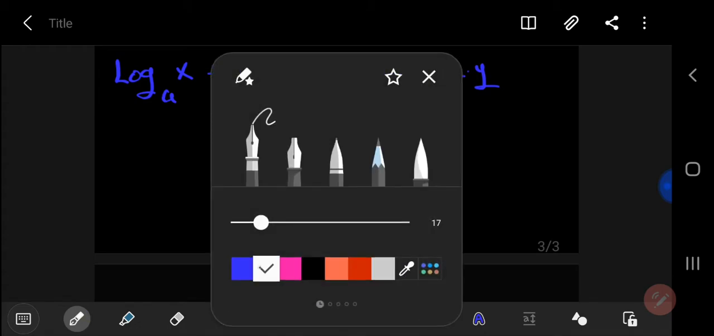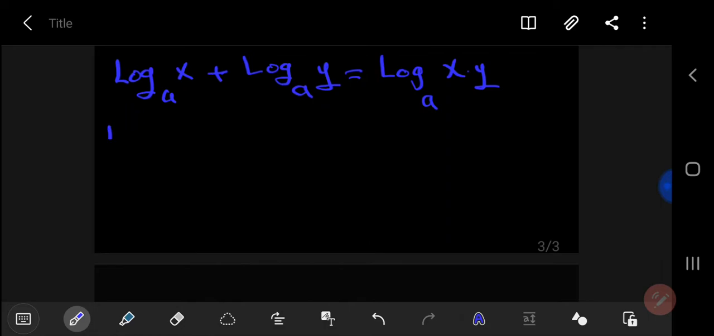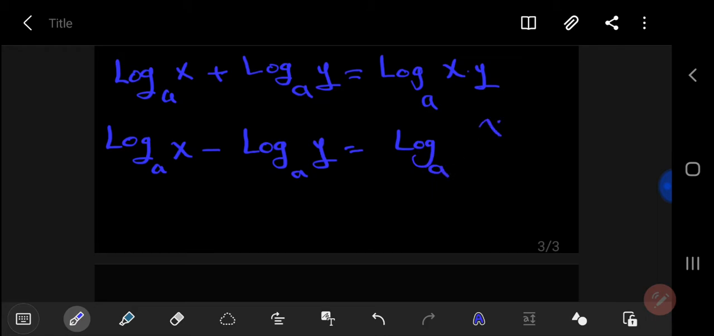And another property says log base a of x minus log base a of y equals log base a of x over y. So here we will take an example to see how beneficial these properties are.